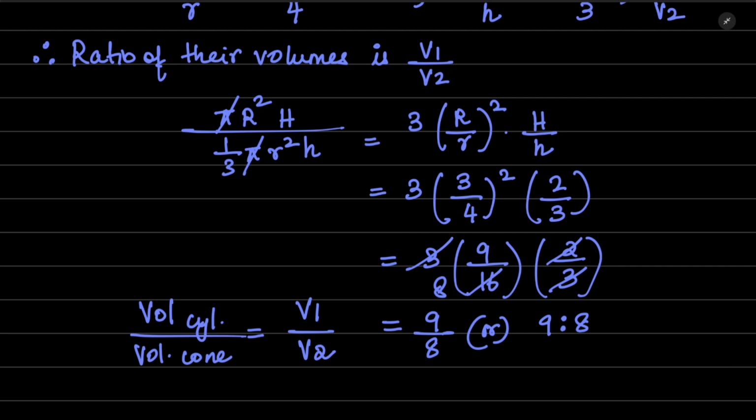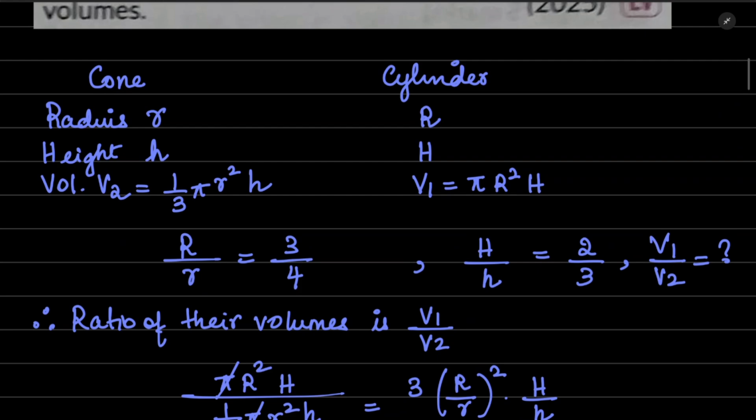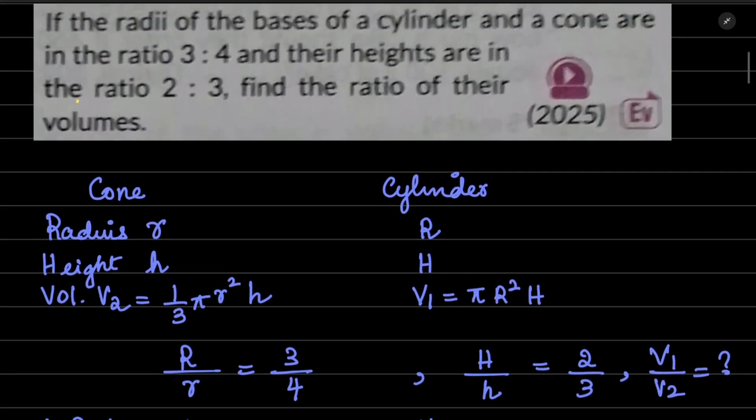V1 is to V2. Okay, so this is how, in order to do this particular question, you have to remember that the volume of a cone is 1 by 3 pi r square h. Volume of a cylinder is pi R square H.